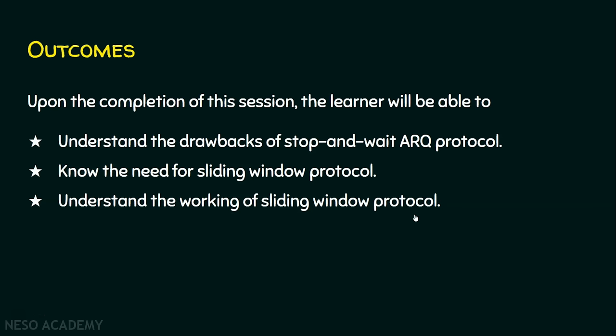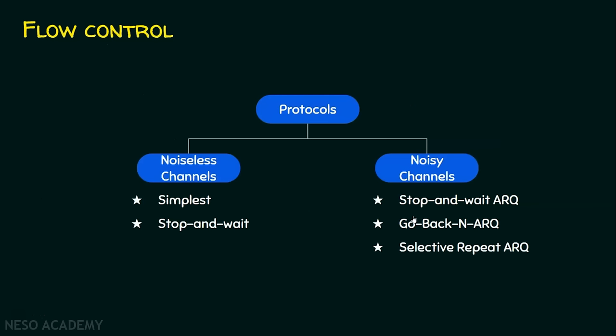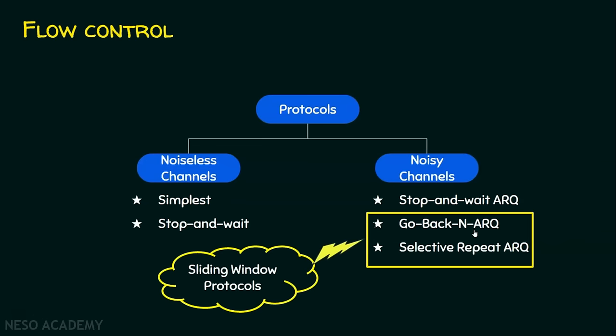Before we go into the sliding window protocol, let's see the stop and wait ARQ protocol again, but briefly. We know the flow control protocols are for noiseless channels and noisy channels. And we have already seen the stop and wait protocol and the stop and wait ARQ protocol. You may be wondering, where is the sliding window protocol in the hierarchy? Go-Back-N ARQ and the selective repeat ARQ are the sliding window protocols.